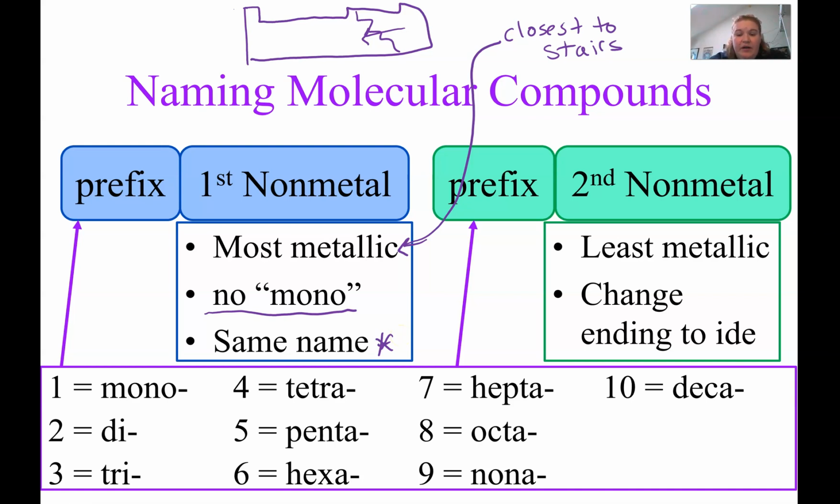For the second nonmetal, again, we're going to use a prefix. It's going to be the one that's least metallic, so that's kind of a given. And we're going to change the ending to "ide," just like we did for our ionic compounds. So if it's oxygen, it becomes oxide.